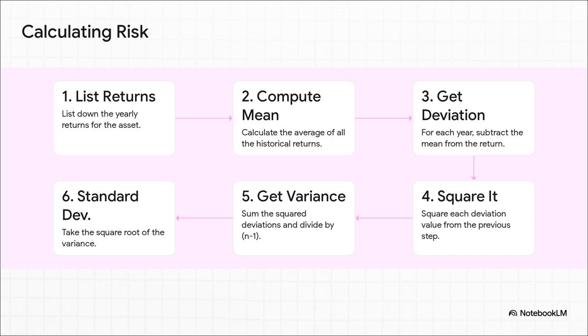In MPT, risk is measured by something called standard deviation. It's just a number that tells you how much the actual returns tend to bounce around the average. To get it, you basically see how far each return is from the average, square those differences, average them out to get the variance, and then take the square root.